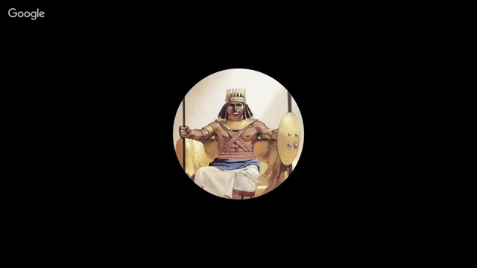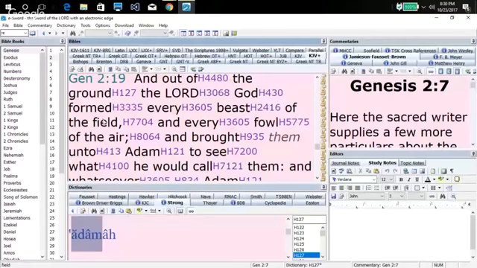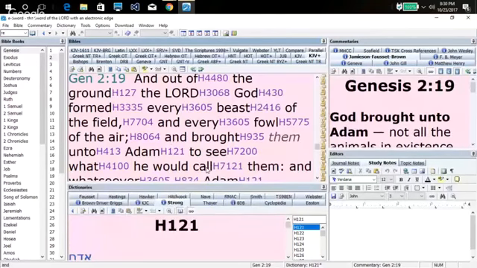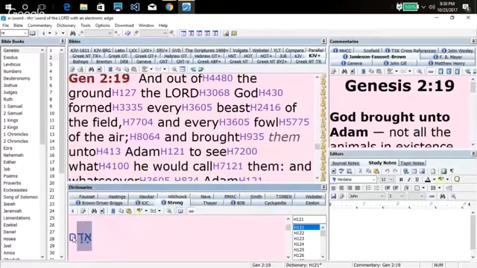All right, verse 19. This is the first utterance of the term Adam. And out of the ground the Lord God formed every beast of the field and every fowl of the air and brought them unto Adam. Look at the word there again. The Aleph, the Dalet, and the Mem.